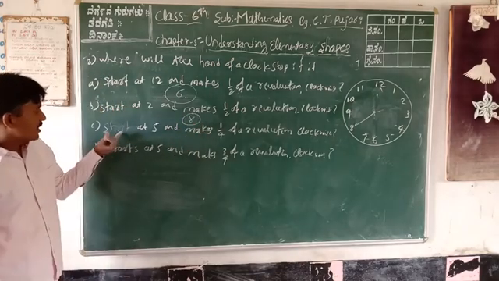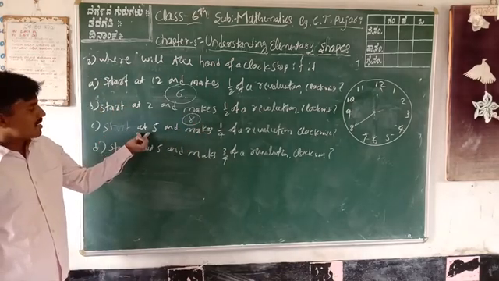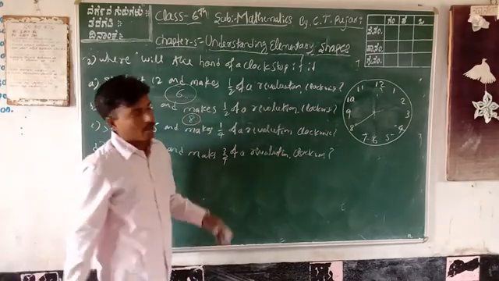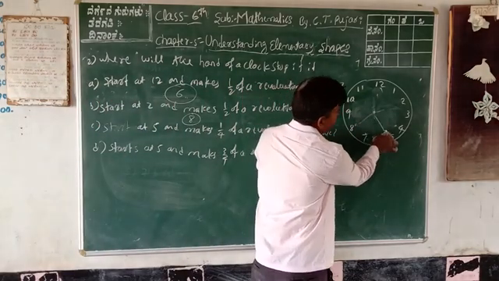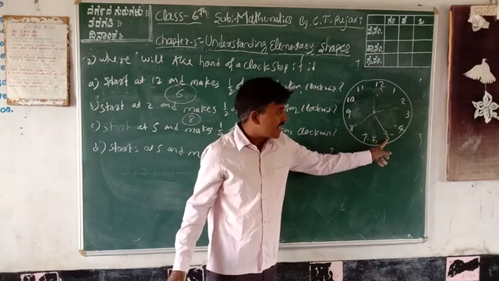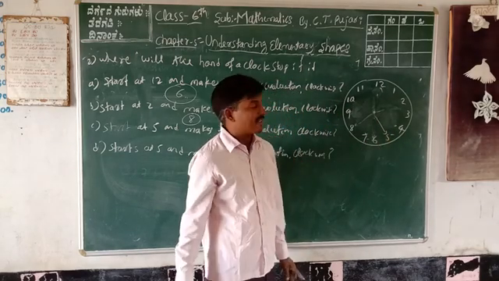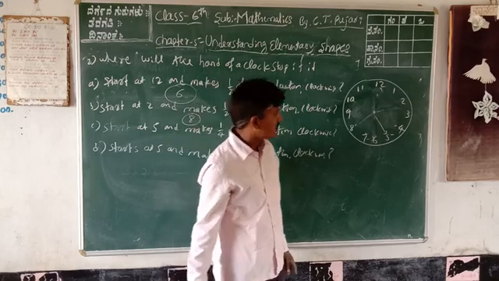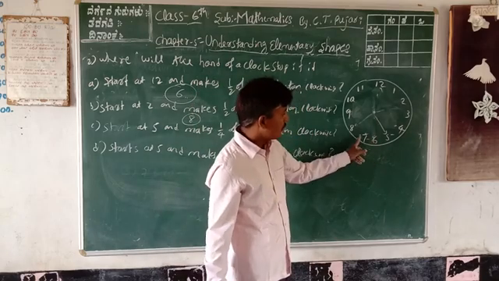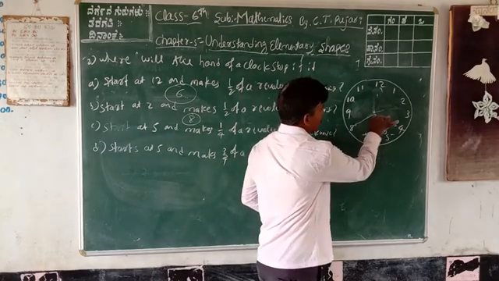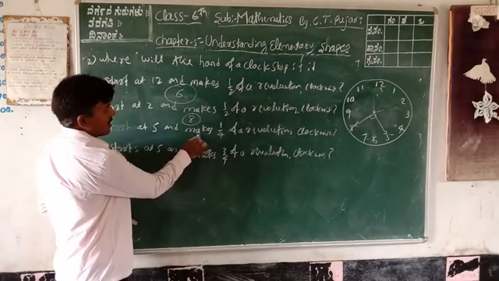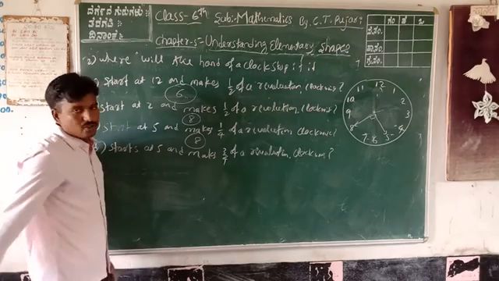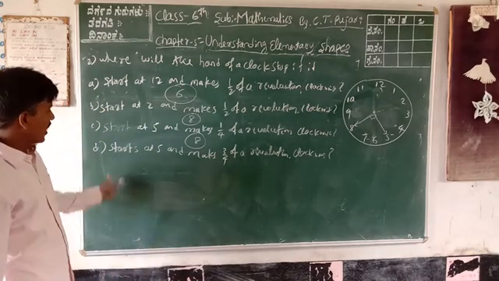Next one is start at 5, with 1/4 of the revolution. Again, our hand is starting at 5, and only 1/4 of the revolution. 1/4 of a revolution is only 90 degrees: 1, 2, 3, 8. This is the stop at 8 only. The last one is what?